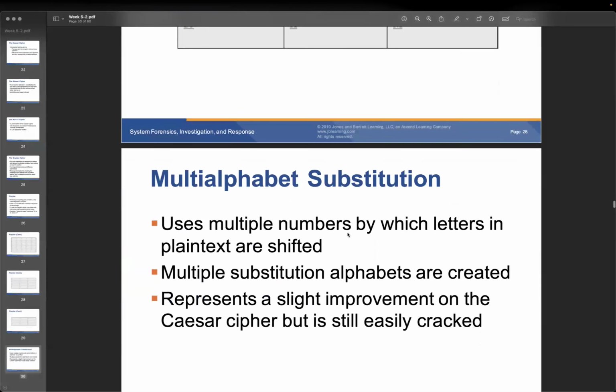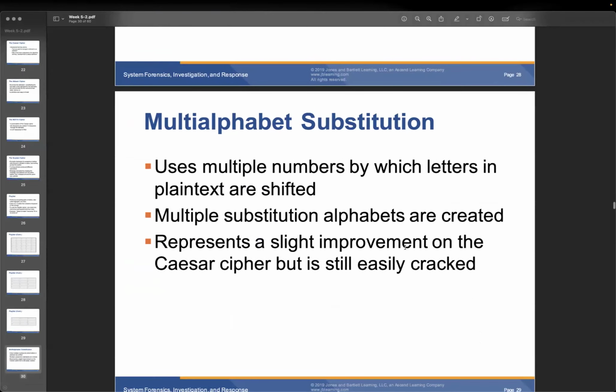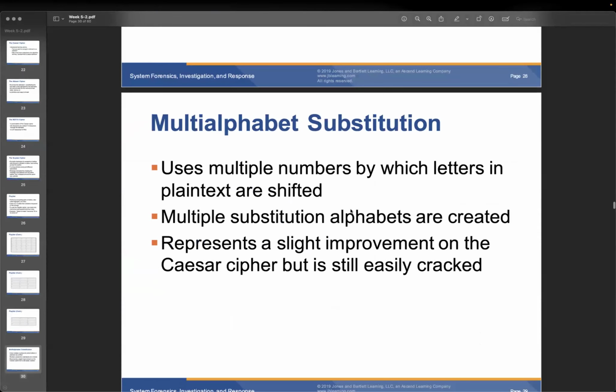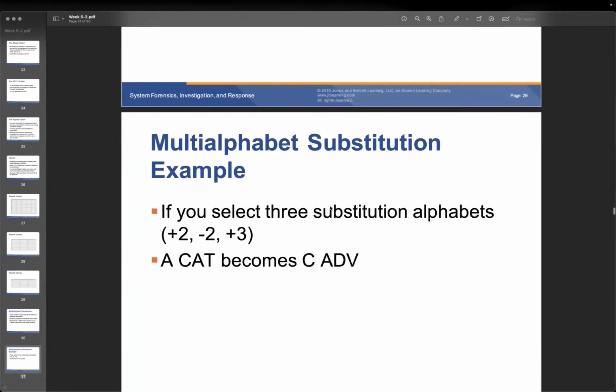And then we have what is called the multi-alphabet substitution. So we can use multiple numbers, which lets the letters in the plain text shift, and multiple substitution alphabets can be created. They present some nice improvement on the Caesar cipher, but it can also be easily cracked.